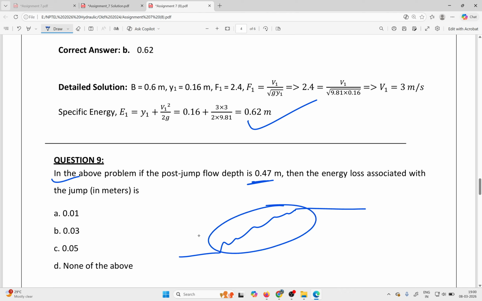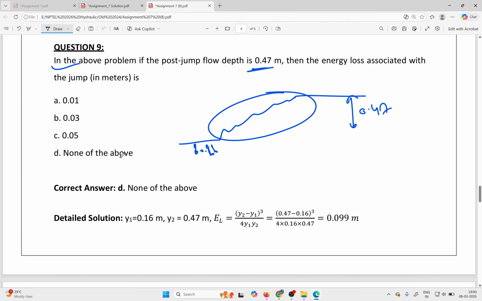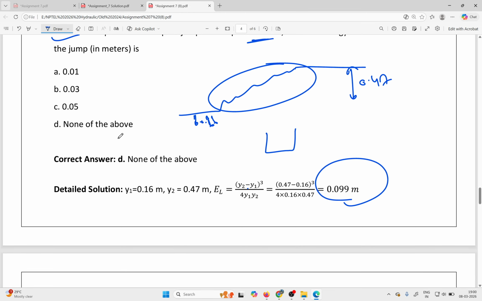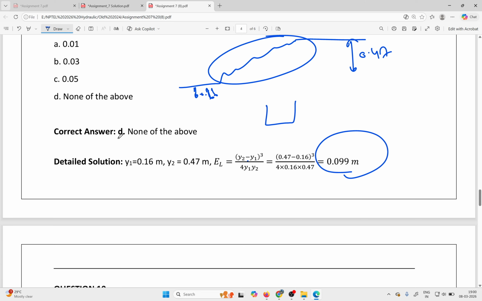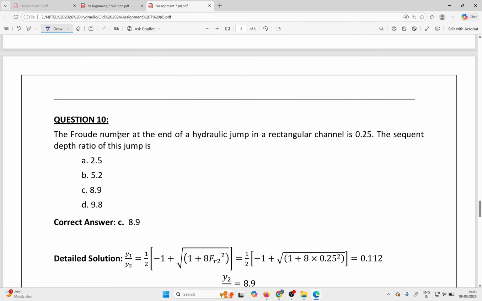Initially you have the depth 0.16. Finally in the subcritical you have 0.47. So in between, the loss of energy is (y2 minus y1) whole power cube divided by 4 y1 y2. After the calculation you will get 0.099. Remember, this is for a rectangular channel; you cannot apply it everywhere.